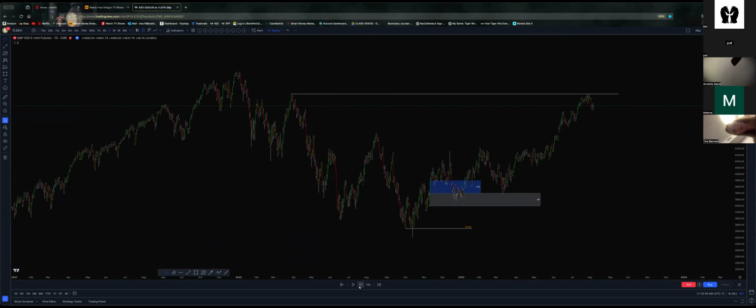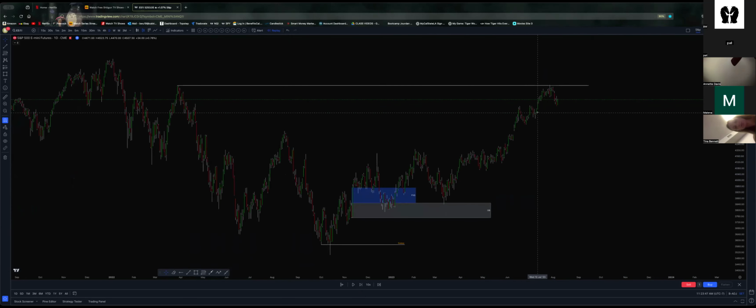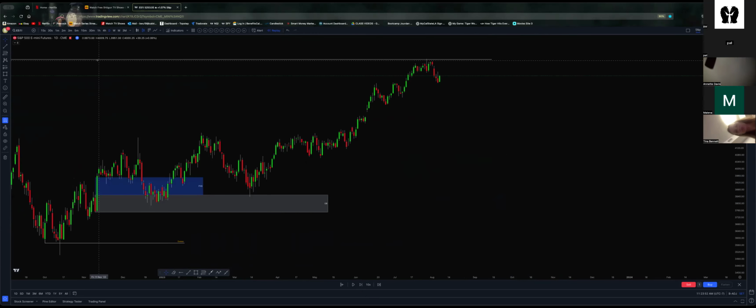Okay, so you see how this was that last internal liquidity? Then what does price do? Price likes to rebalance towards equilibrium from the swing low, and it likes to rebalance towards inefficiencies, such as these fair value gaps right here. These are fair value gaps, and price likes to rebalance towards them, especially if we've been running for a long time.